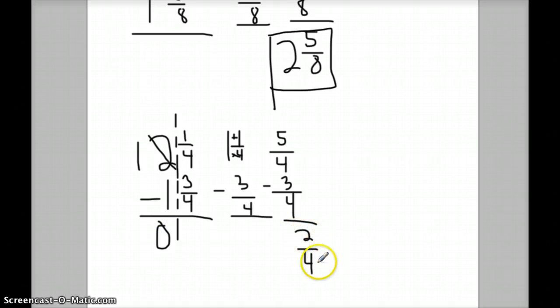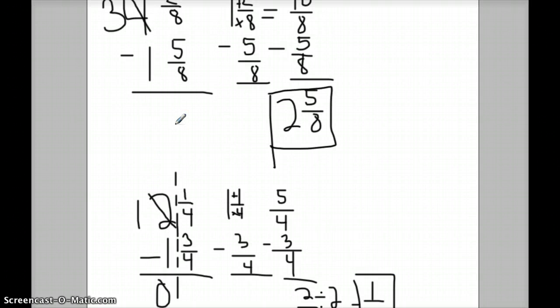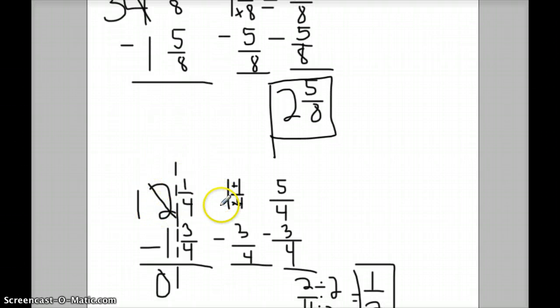And if you want to simplify, which is dividing the top and the bottom by the same number, you can simplify, guys. And this will become 1/2. 2 divided by 2 is 1. 4 divided by 2 gets me 2. 1/2 is my answer. The most important part of this problem was the borrowing, was the fact that I took from my whole number another whole number.